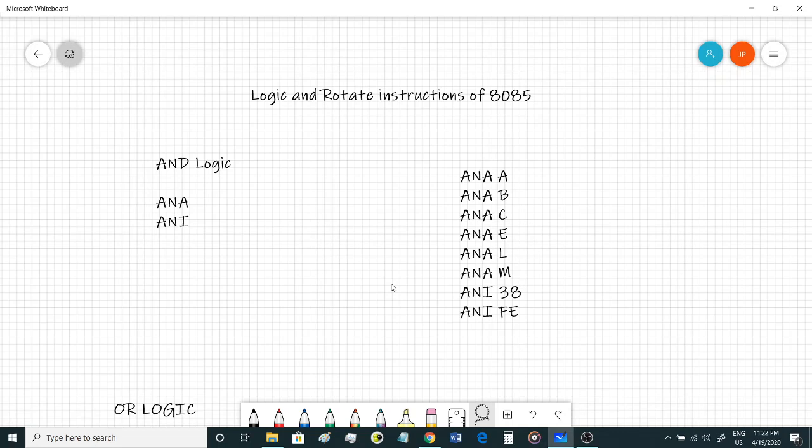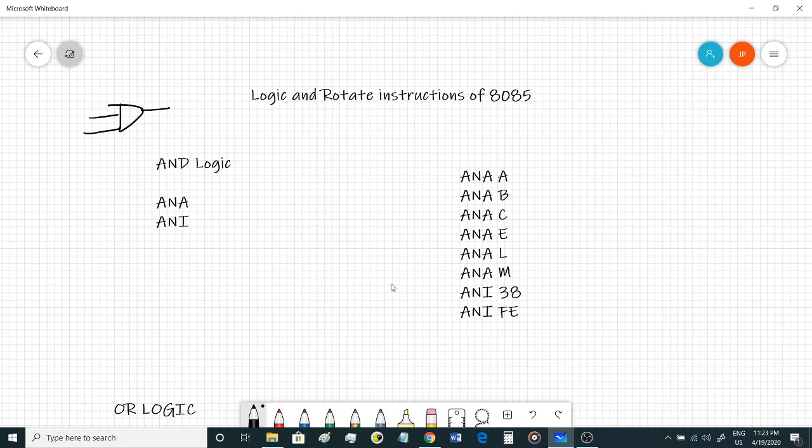So let's get started. The first logical instruction is AND logic. I hope everyone knows what AND logic is. It's basically the AND gate, which you have already learned in digital electronics. So this is your AND gate. Now the instructions are ANA and ANI.